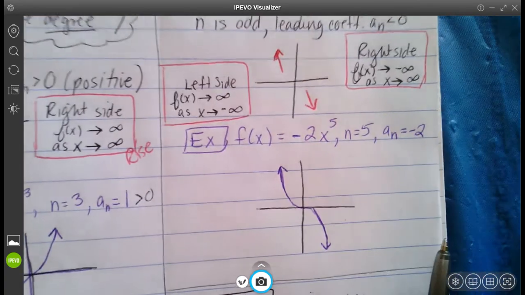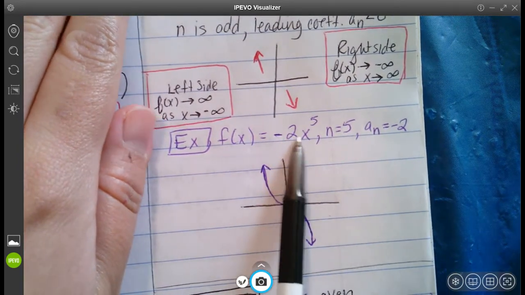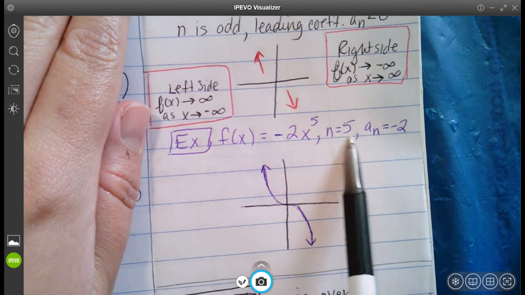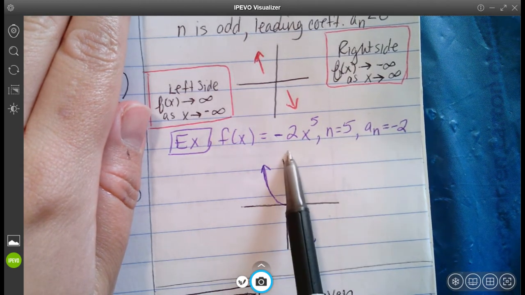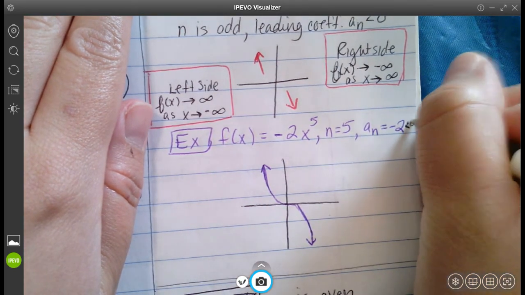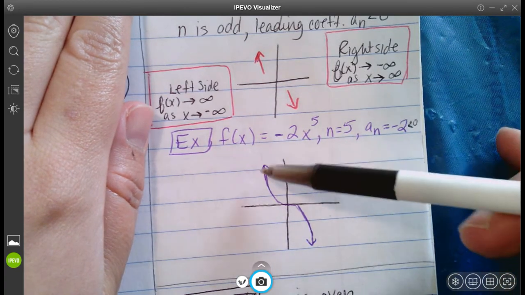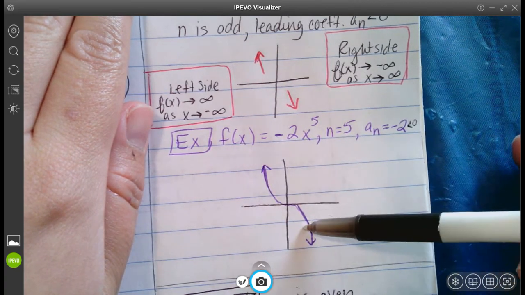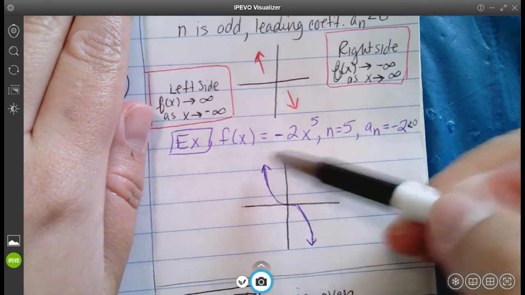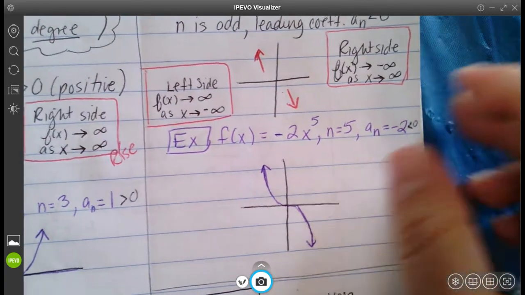We have an example for this one. I went ahead and multiplied a negative 2 in the front, and our degree is still odd. So the degree is 5, and our a sub n is negative 2, which is less than 0, because it's negative. So if that happens, you can see that the graph is going the other way now, and our end behavior is exactly as we see it up here. Left side is going up, right side is going down. Okay, so not too bad.